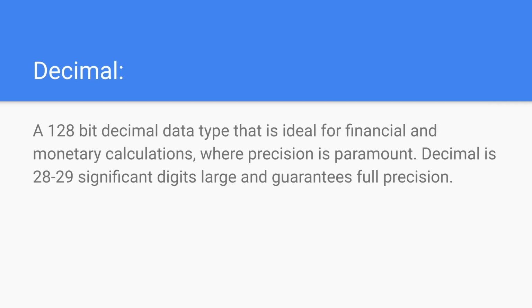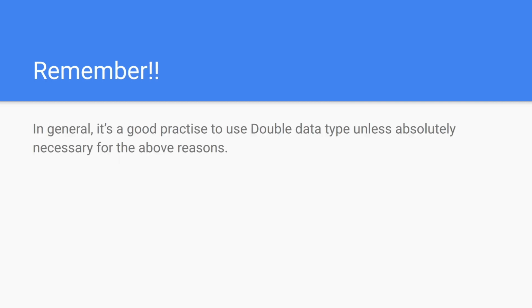Then we have the decimal data type. This decimal data type is double of the double data type, which is a 128-bit type, and this is ideal for financial or monetary calculations where precision is paramount. It guarantees full precision, and decimal has 28 to 29 significant decimal digits. Always remember that it is a good practice to use the double data type unless absolutely necessary for the reasons which I have stated before. So let's code them.